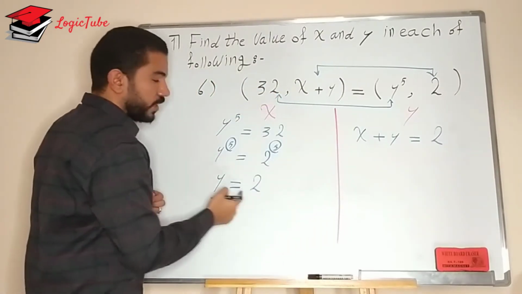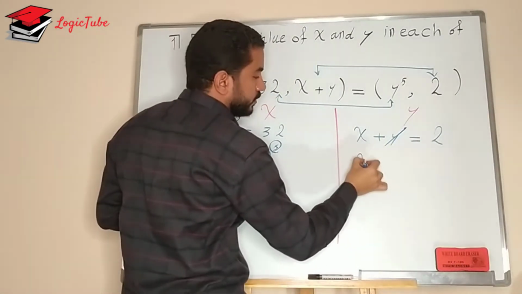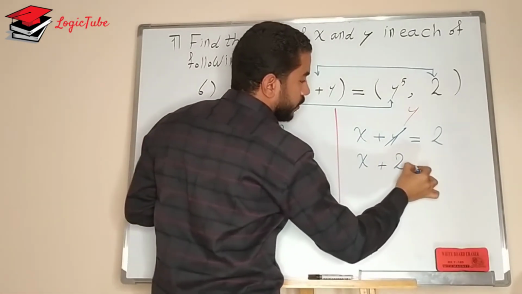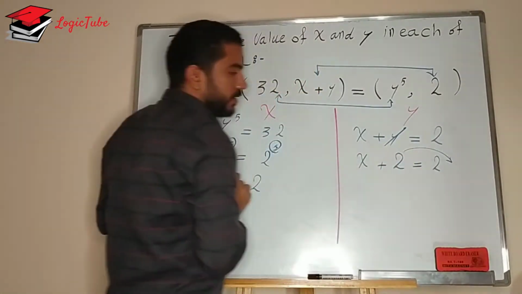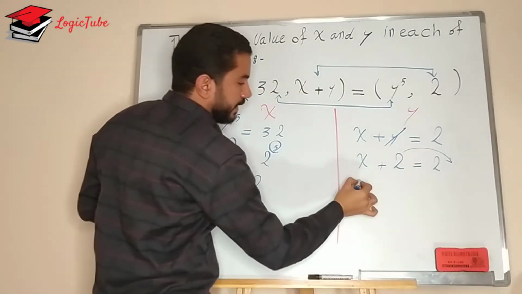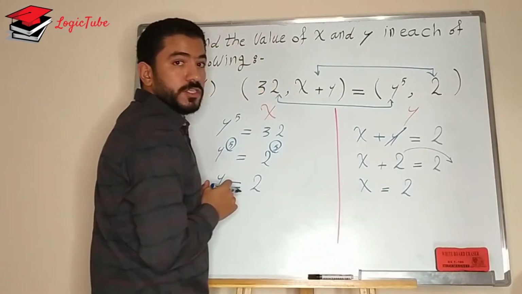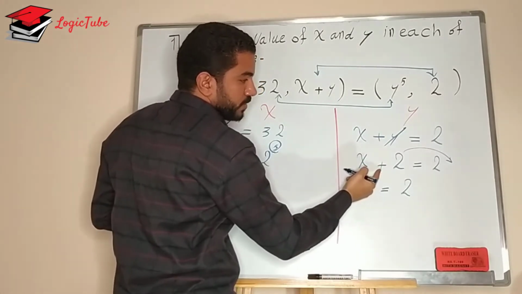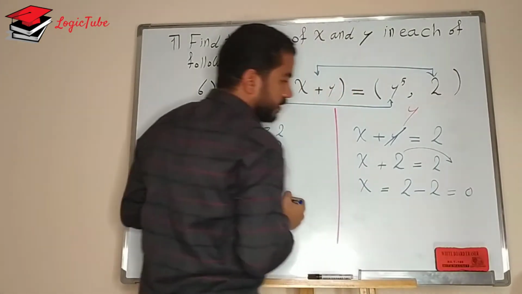In this part, x plus y equals 2. We found y equals 2, so we'll cancel this y and put 2 instead of it: x plus 2 equals 2. We'll take this number to the other side by the opposite sign. It will be x equals 2 minus 2, because the opposite sign of positive is minus. So 2 minus 2 equals 0.